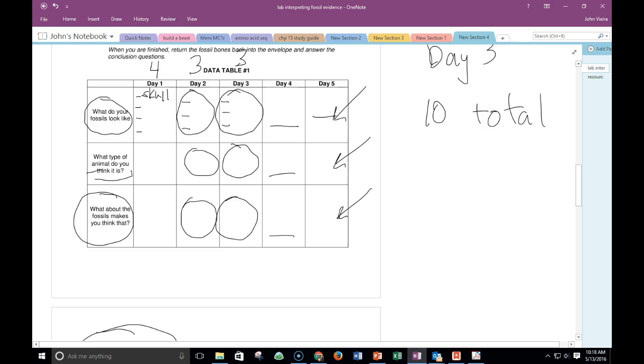The type of organism as a whole goes here. Like what you think, not each individual bone is, but what the whole organism is, right? That's what this is, the type of animal. These are the individual bones. And this is your reasoning, right? Your evidence to support that. Everybody's going to have different ones because not every group is going to have the same 10 bones. Got it? All right.